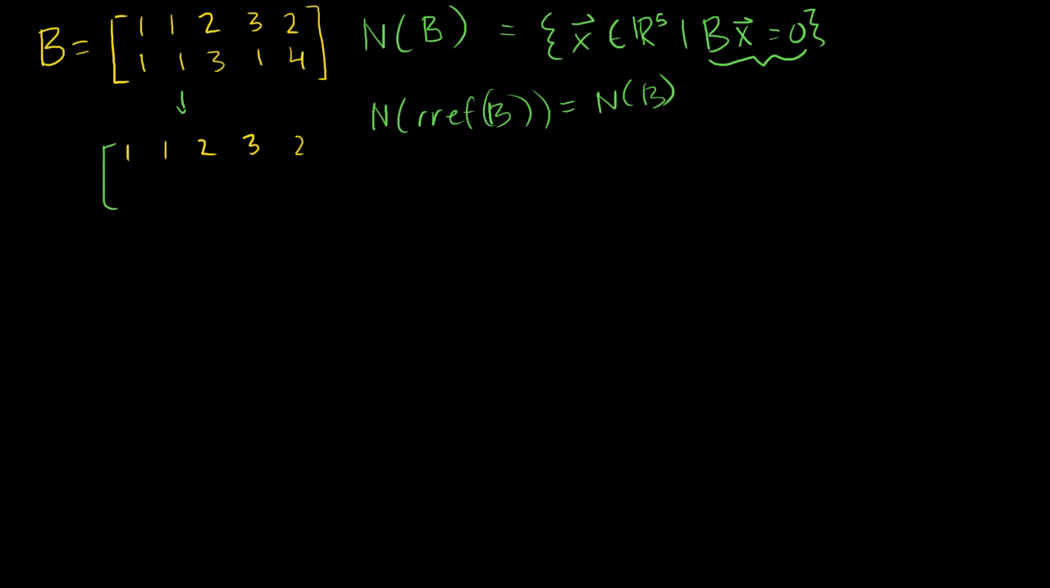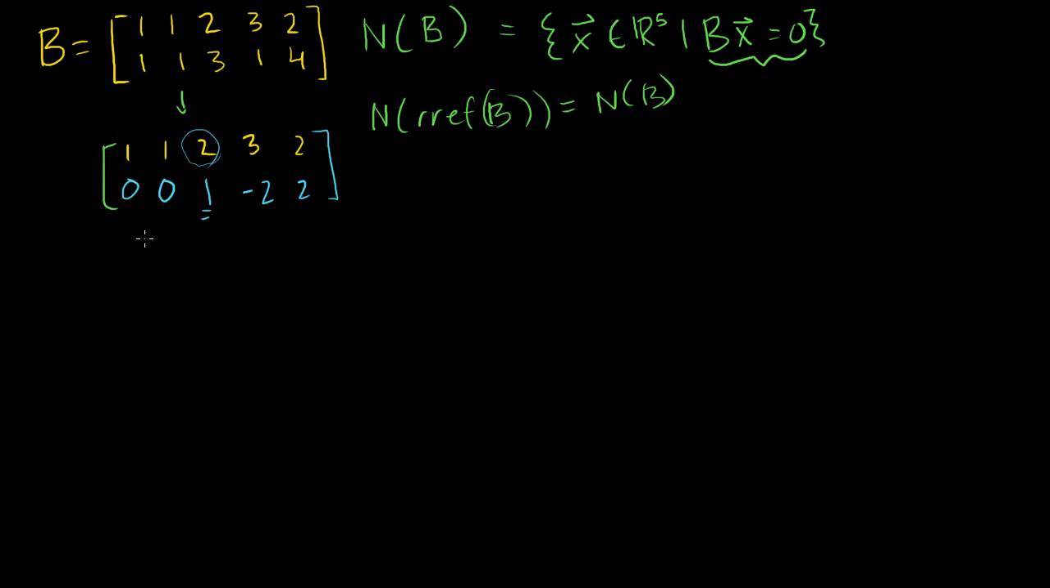And then row 2 minus row 1. 1 minus 1 is 0. 1 minus 1 is 0. 3 minus 2 is 1. 1 minus 3 is minus 2. 4 minus 2 is 2. We're almost there. Let's see. So this is a free variable right here. This is a pivot variable right here. We have a 1. So let me get rid of that guy right there.